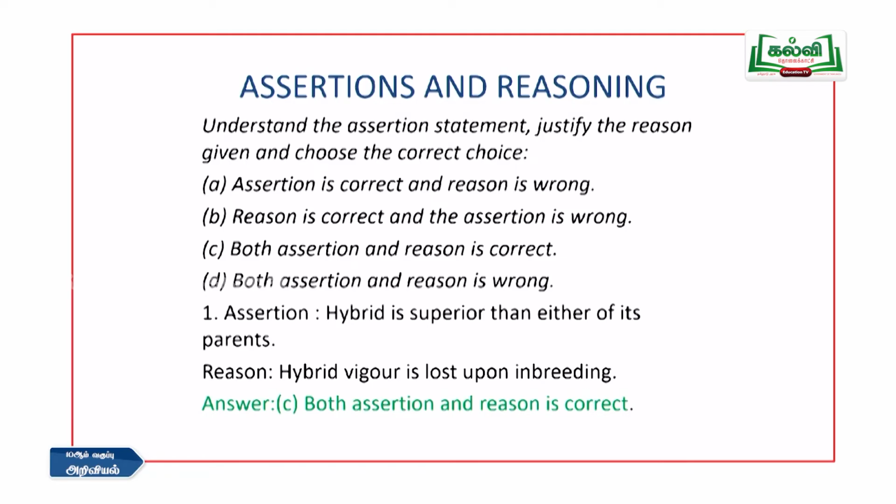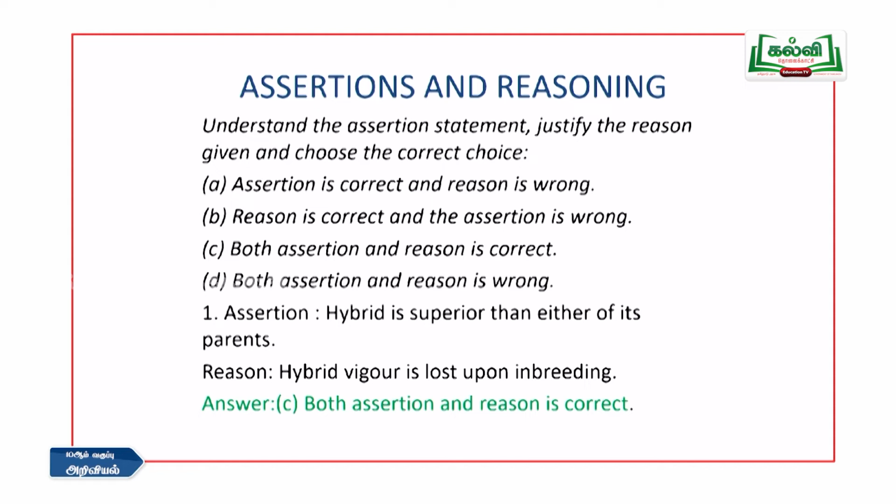Next one, assertion and reasoning. Here also it is the same: choose the correct answer. The assertion is given and the reason is also given. There are 4 choices given. A, assertion is correct and reason is wrong. B, reason is correct and the assertion is wrong. C, both assertion and reason are correct. D, both assertion and reason are wrong. Understand the assertion statement, justify the reason given, and choose the correct choice.